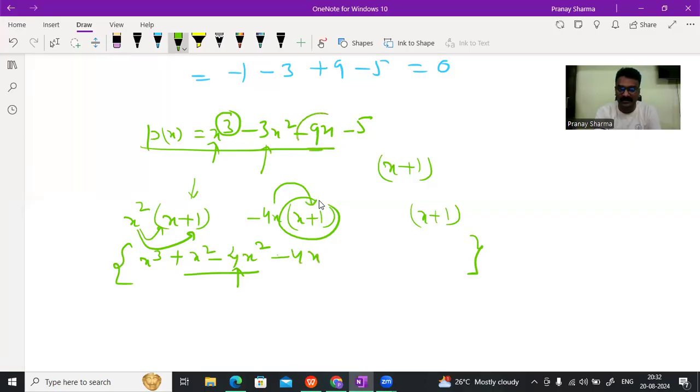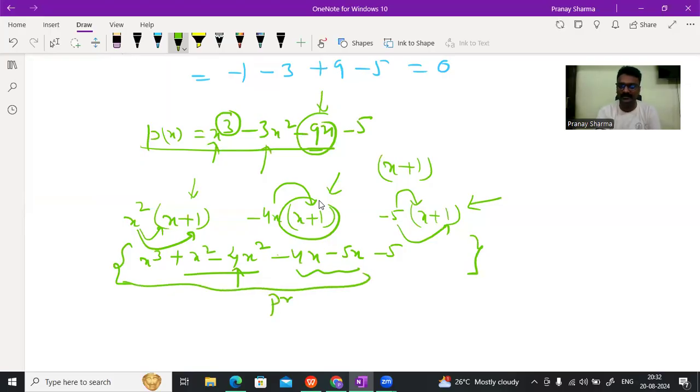We need to have minus 9x here according to the next term. This term is exhausted now, so only this is left. We need to adjust the terms accordingly. That means we at least need to have minus 5x here in order to have minus 9x according to p of x. How do we have minus 5x? When you actually multiply this with minus 5, minus 5 into x will be minus 5x. And the last term, I told you, will go in auto adjustment. When you multiply minus 5 with plus 1, you'll have minus 5. So that's it. This is our p of x, right?